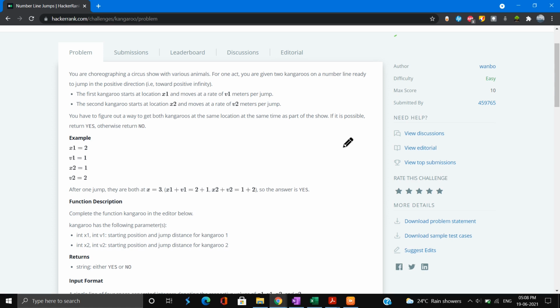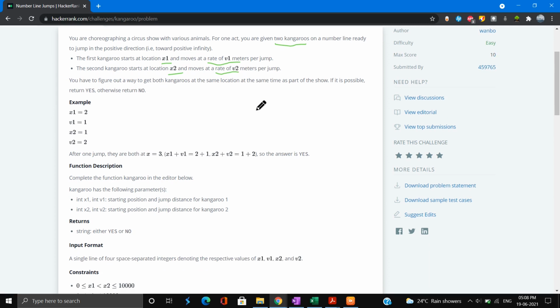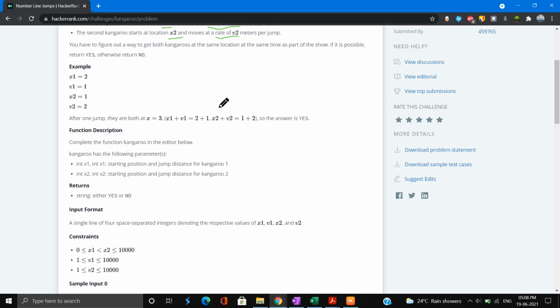The question states that we have two kangaroos, each at location x1 and x2 respectively, and they are moving. The first kangaroo is moving at the rate of v1 and the second one at the rate of v2. Given these initial conditions, we have to find whether there is a time at which both kangaroos will be at the same location. Let's see, they have also solved an example for us.